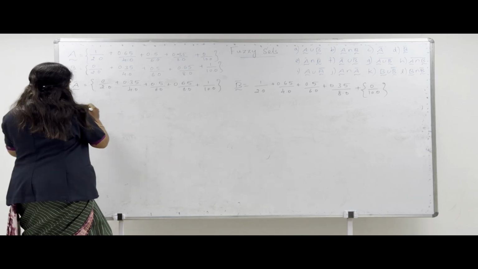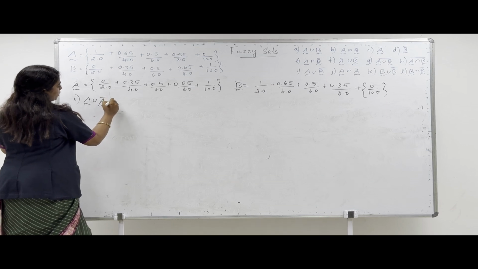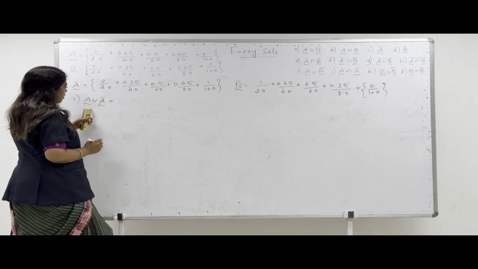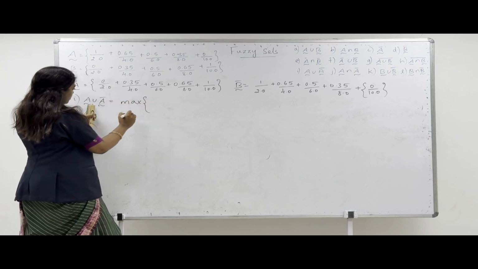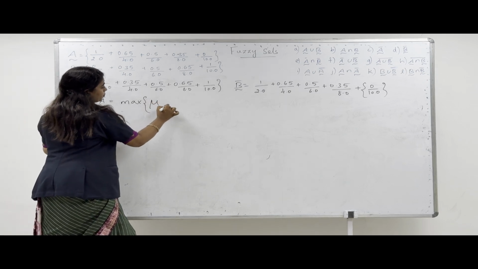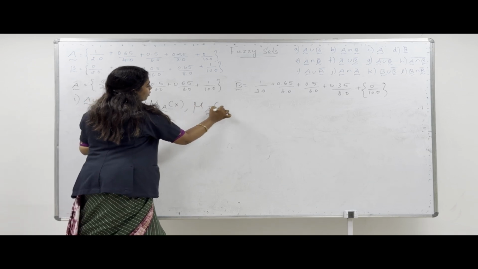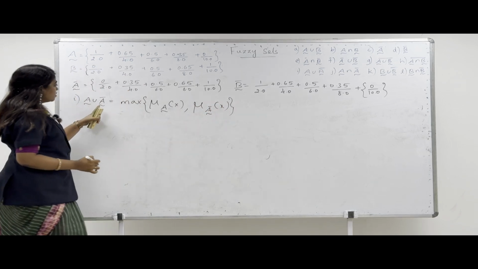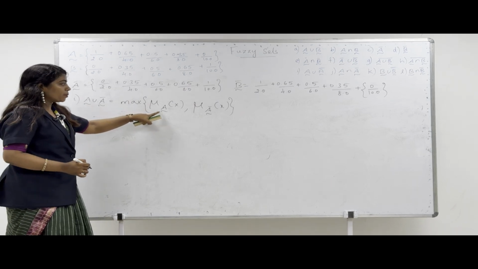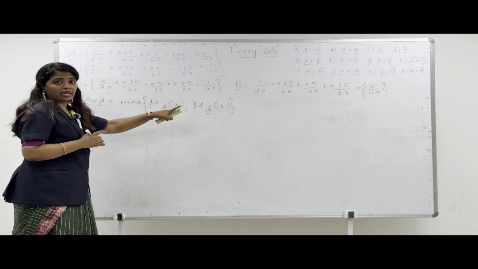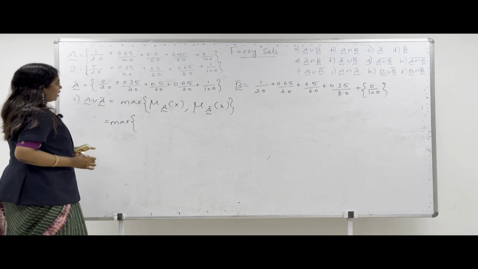Okay. The next one is A union A bar. So, what is the formula for that? If there is union, we know what we have to write? Max. Then for A, that is membership A of x, comma membership A bar of x, since here there is A bar. So, A union A bar is equal to max of membership A of x, comma membership A bar of x. The next step, simply you have to write the values for that.